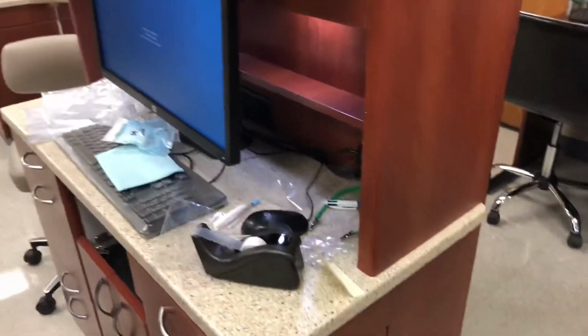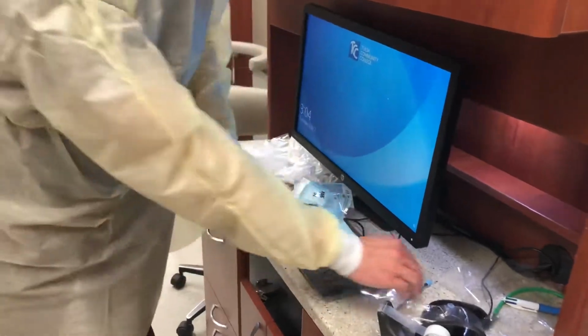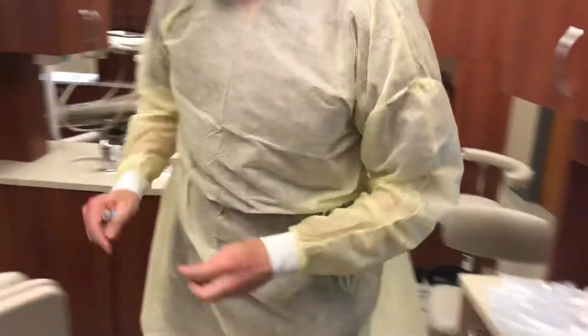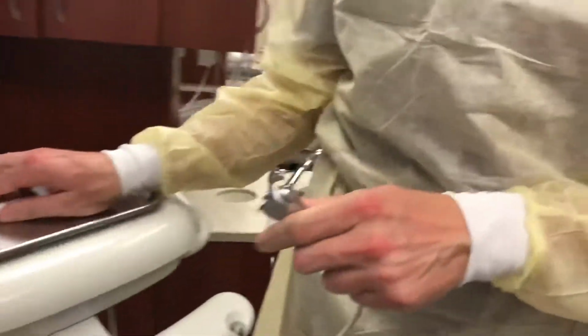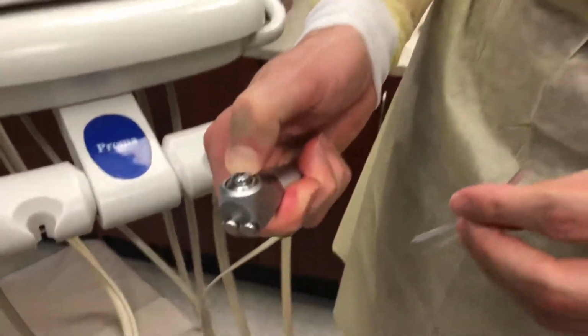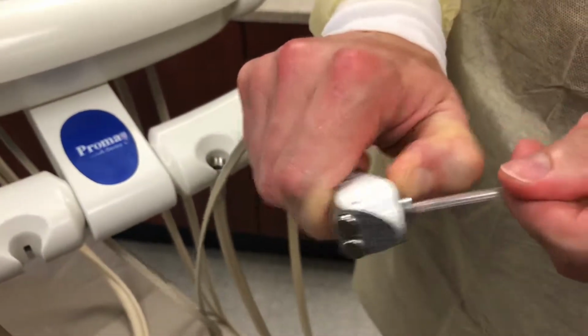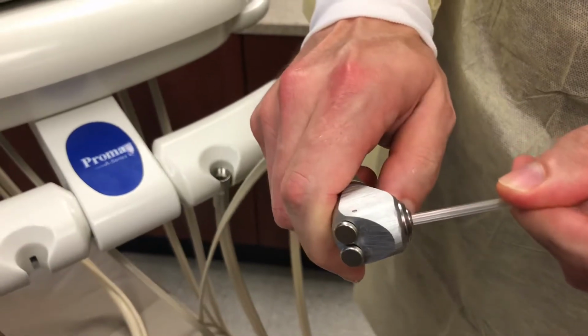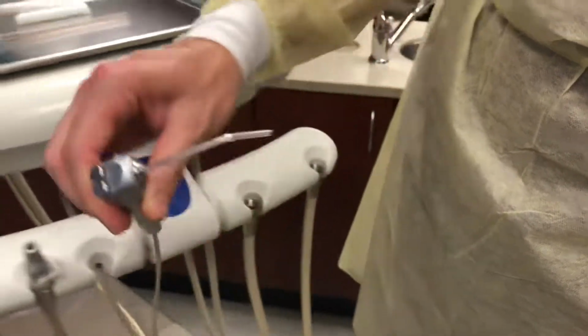Place air water syringe tip, saliva ejector, and HVE. Note, to secure air water syringe tip, push outer ring in. Place air water tip in, release outer ring. Gently pull on tip to verify that it is secure.